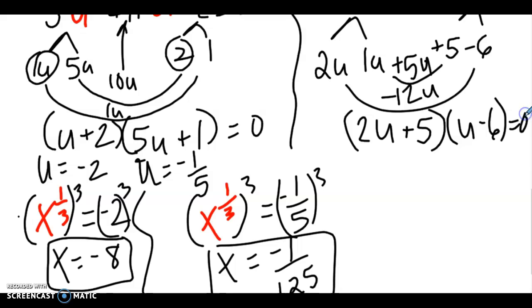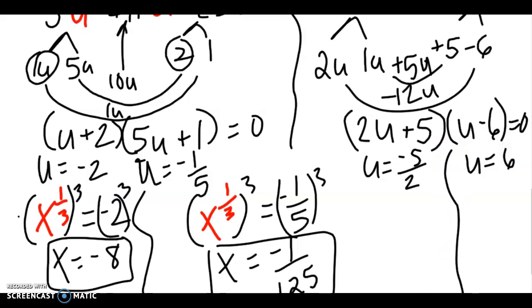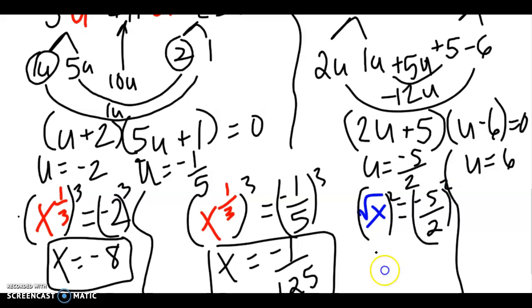Those equal 0. Okay, so I know that u is going to be equal to this one, negative 5 halves, and u is going to equal 6. Okay, what was u originally for? It's the square root of x. Okay, so square root of x equals negative 5 halves. How do I undo that? I square. So I get x equals 25 fourths.